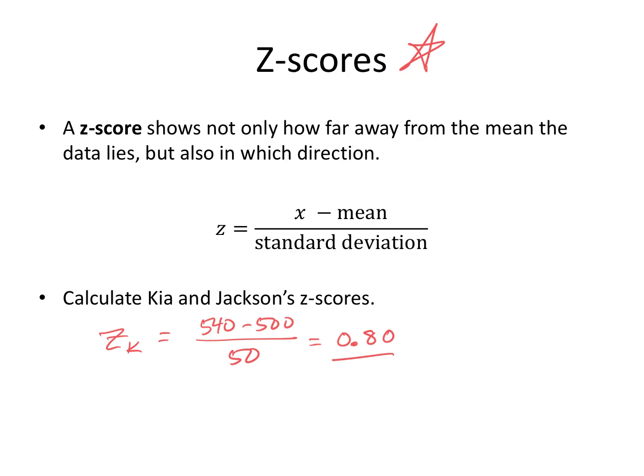Let's get his value. So Jackson scored 380. If you work out this calculation, you'll get -2.4. So that seems reasonable based on what we talked about. He is about 2.5 standard deviations below the mean, or not.